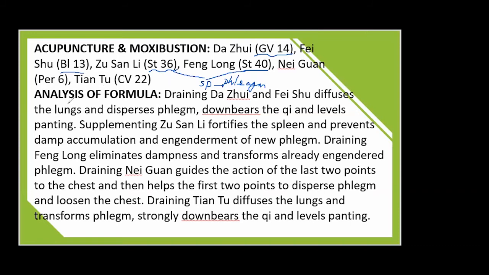And pericardium 6, open the chest, pericardium 6, and Ren 22 resolves phlegm. So that's basically for this pattern.